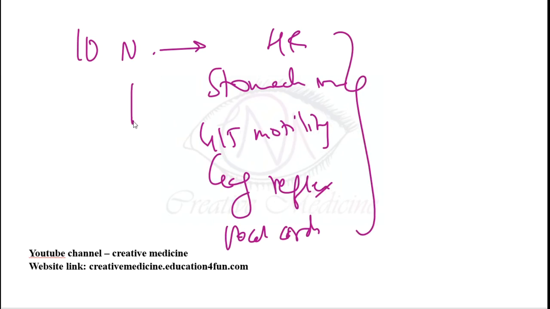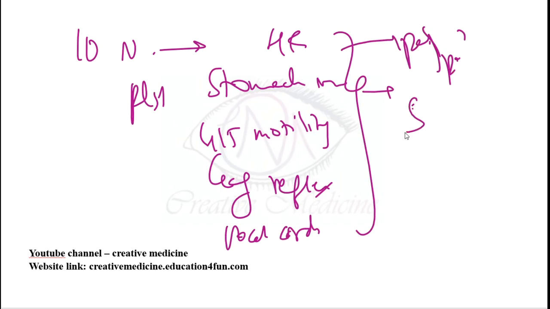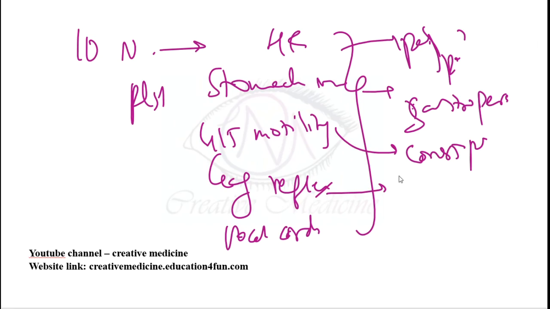So when there is palsy of the 10th nerve, this will result in palpitations instead of controlling the heart rate. Because of impaired stomach motility, gastroparesis can occur. With impaired GIT motility, it can cause constipation. Because the gag reflex is lost, it can cause choking and aspiration, and because the vocal cords are affected, this can result in dysarthria in the patient.